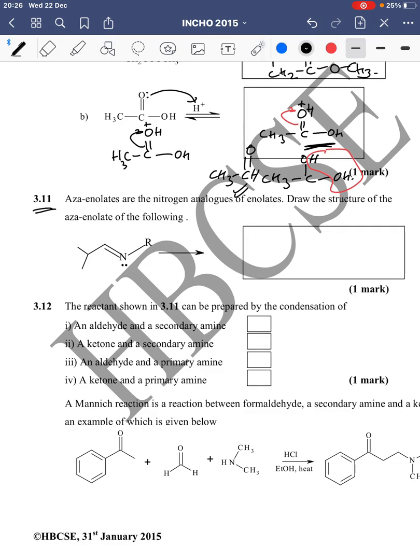Okay, let's move to this 3.11, that is the aza enolates are the nitrogen analogues of enolates. Draw the structures of the aza enolates. So tautomerism can also occur with nitrogen atom here. Let's see how it does. So the hydrogen atom from here would leave and it forms a negative charge. This negative charge would resonate and will have a negative charge on nitrogen atom, which would be more stabilized, because a negative charge on nitrogen is more stabilized than a negative charge on carbon, and hence it forms this compound, that is this. So this would be more stable as an aza enolate.